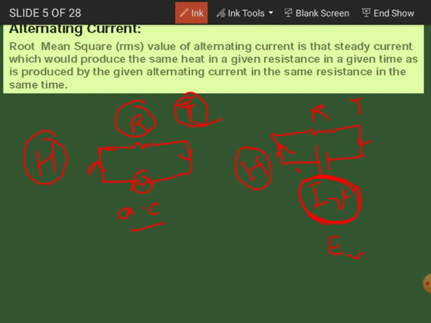So the virtual value or effective value of the AC is defined as the amount of current which will generate the same amount of heat as is produced by the AC when DC current is passed through the same circuit, having the same resistance, during the same time. Got it? That value of the steady current we call the RMS value or effective value or virtual value. Got it?